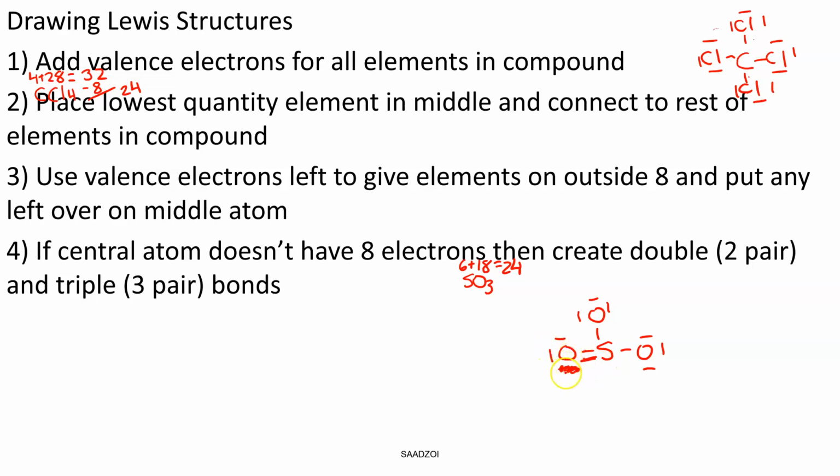Don't take it from here and share it over there. Don't do anything silly like that. When you're sharing, it has to be between the 2 elements that you took the electron away from. So remember that. When you're doing the sharing thing, make sure you put it between the element you took it away from and the middle. And now if you look at it, you have 4, 6, 8. Sulfur has 8 electrons. So you're technically done.